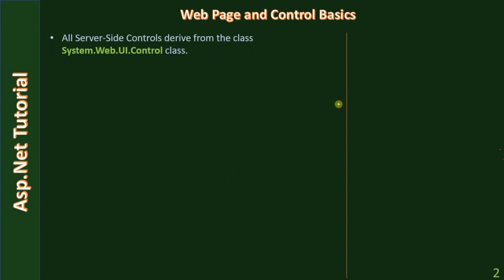All server-side controls derive from the class system.web.ui.control. So the server-side control can be a text box, a list box or combo box, whatever it is. All those controls derive from system.web.ui.control.